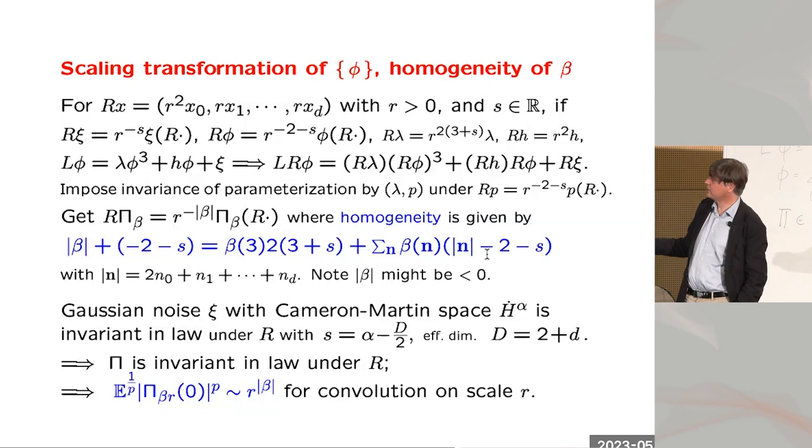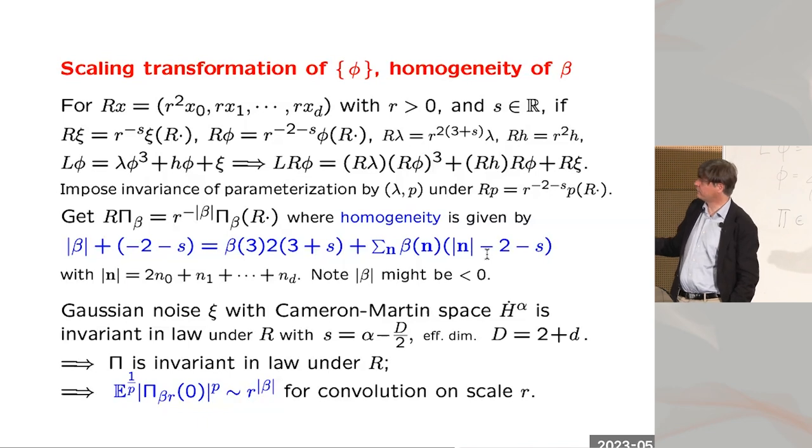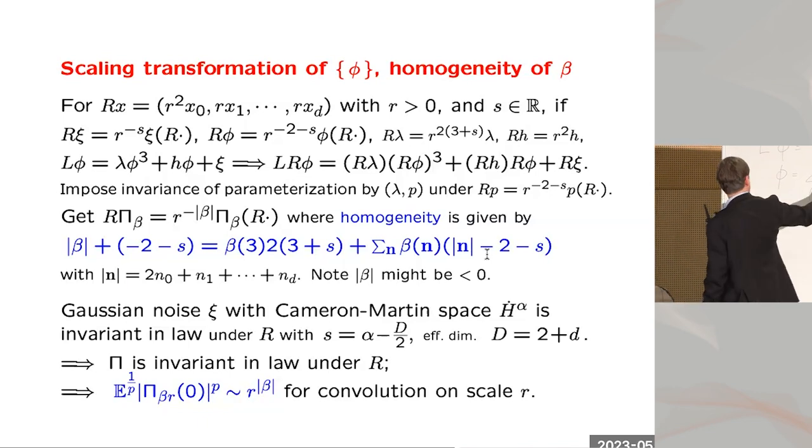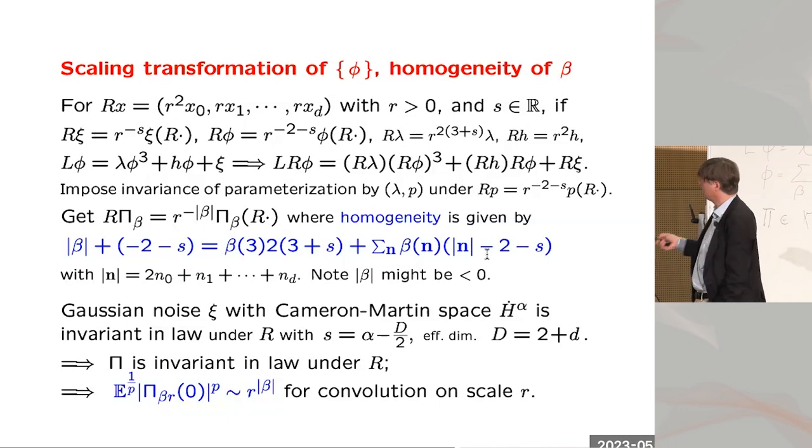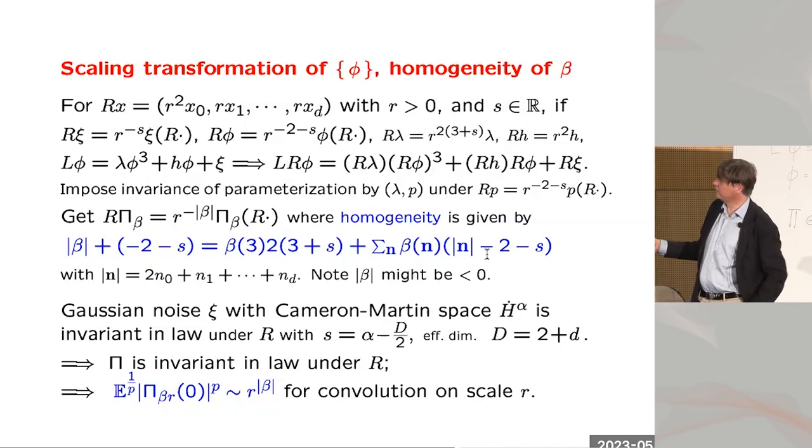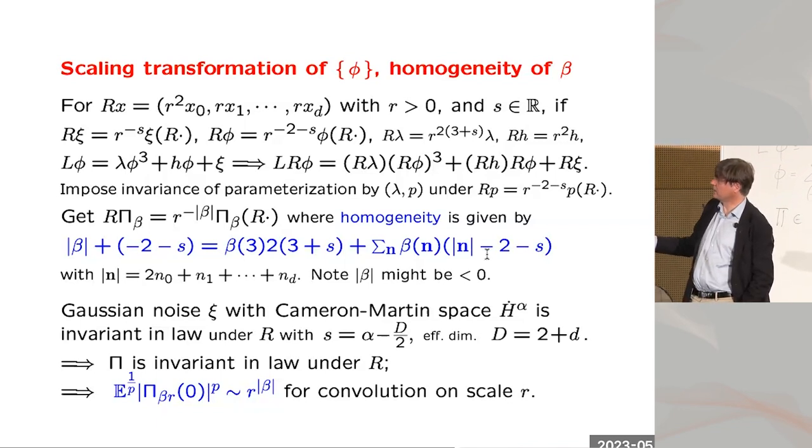What you infer from this is instantly an estimate on how these coefficients should be estimated. If you look at a certain stochastic moment to the power p of the coefficient pi with the multi-index beta, and you convolve it, averaging on a parabolic scale r, then this quantity should behave like r to this homogeneity. And note that this homogeneity might in fact occasionally be zero or negative.